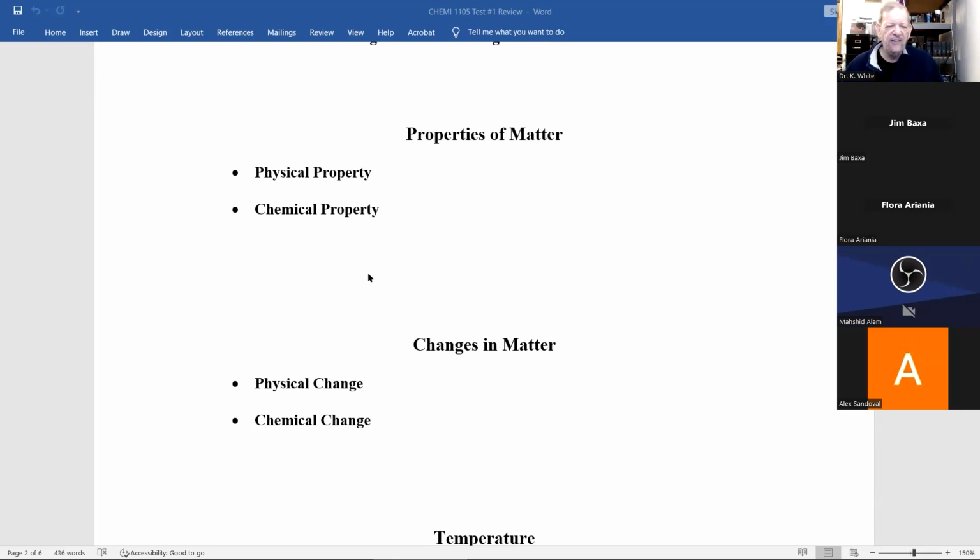All right. Talked about properties of matter, physical property, chemical property. Physical property tells you something about the element or the compound. Chemical property tells you how it might react. A physical property would be water melts at 0 degrees C. And that's a physical property. A chemical property, gasoline is flammable.